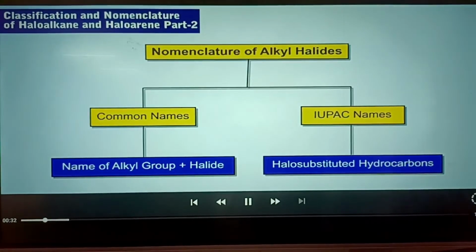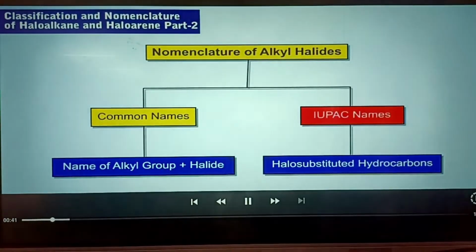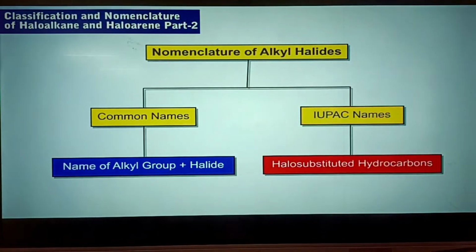The common name of alkyl chlorides can be found by giving the name of the alkyl group, followed by the halide. In the IUPAC nomenclature system, they are named as halo-substituted hydrocarbons.